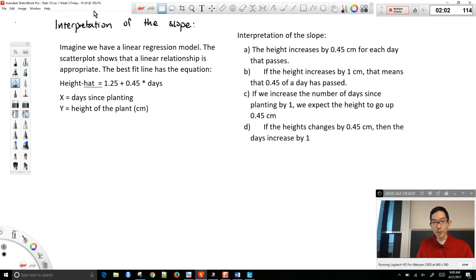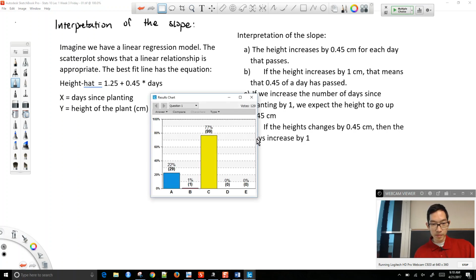Okay, let's get your clicks in. If you haven't clicked your remote already, get your clicks in. Okay, let's take a look here. And the correct answer here is C.